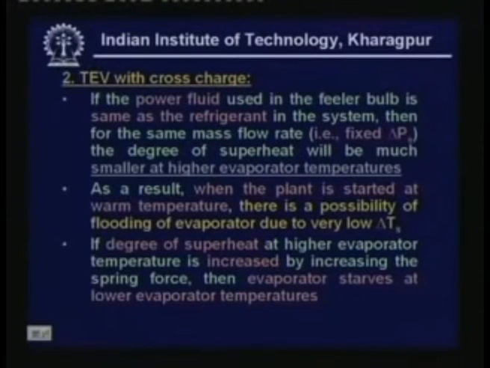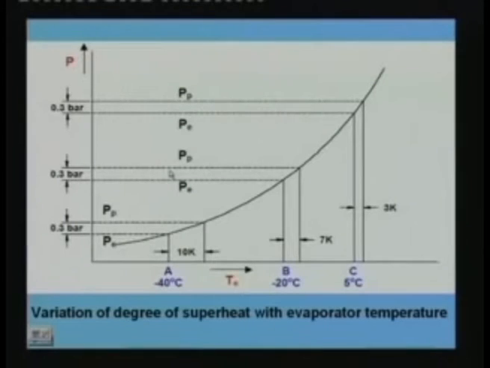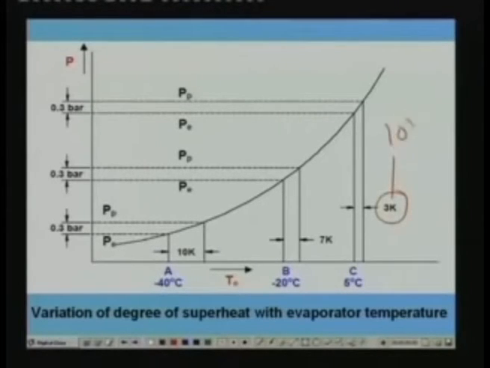So one way of avoiding this is to increase the degree of superheat at higher evaporator temperatures. Okay, that means what you can do is you set the spring force in such a way that at higher evaporator temperature you increase it to, let us say, 10 Kelvin. Okay, that means you have to increase the spring force, or you have to increase the delta Ps. So you increase the delta Ps in such a way that at higher evaporator temperatures you are getting higher degree of superheat. So this will take care of the problem of flooding.